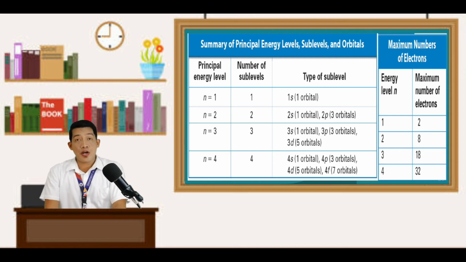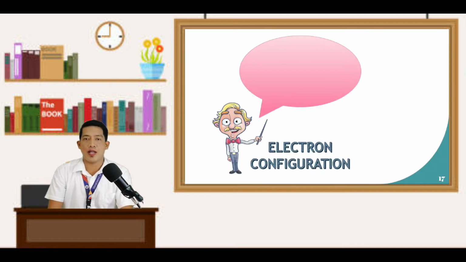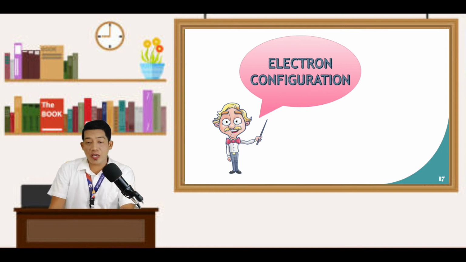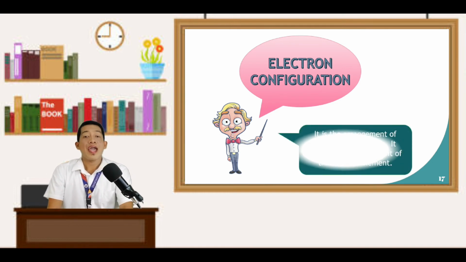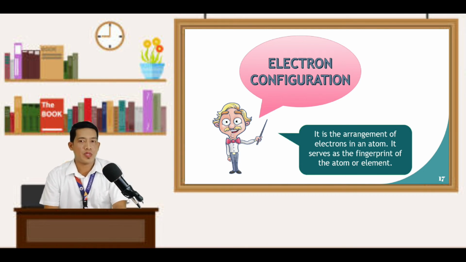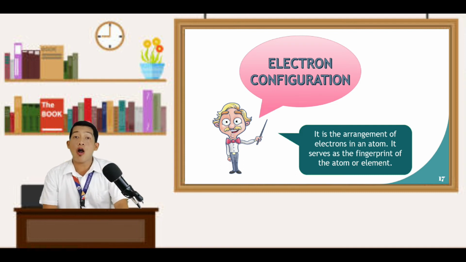Is everything clear? If yes, let us proceed to lesson 2, which is electron configuration. What is an electron configuration? It is the arrangement of electrons in an atom. It serves as the fingerprint of the atom or element.